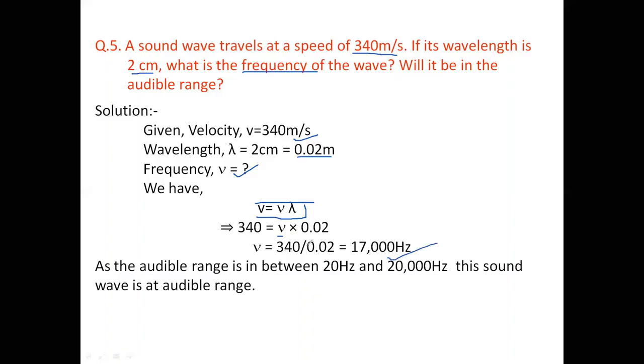And we know that the audible range is between 20 hertz to 20,000 hertz. ठीक है, audible range के बारे में हम लोग जानते हैं कि 20 hertz से 20,000 hertz तक होता है और यहाँ पे हमारी जो frequency आ रही है that is 17,000 hertz. So this sound wave is at audible range. ठीक है, इस sound को हम लोग सुन सकते हैं, it is under audible range.